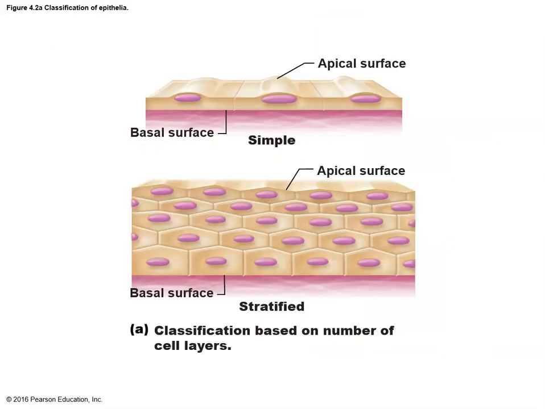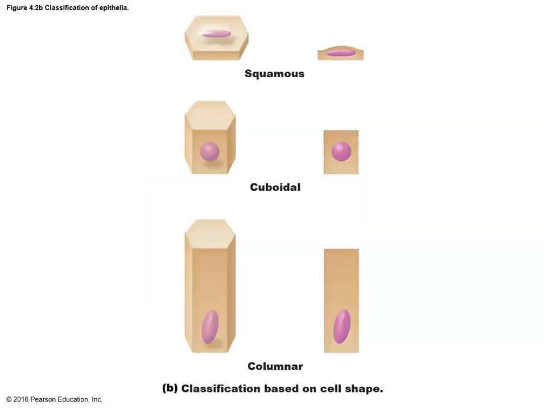There's a little closer up look at the simple versus the stratified there. So for example, our skin on the outer surface of the body would be a stratified type of epithelia. And lung tissue would be a simple epithelia. So where it is and what its job happens to be will determine what kind of thickness it needs to have, whether it needs to be a single cell thick or whether it needs to be multiple layers. Again, the different shapes there.